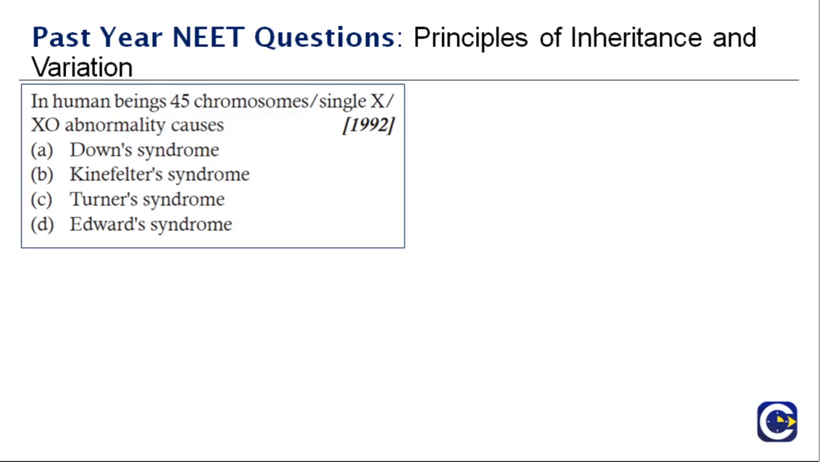So let's begin. The first question was asked in the year 1992. In human beings, a 45-chromosome, single X or XO abnormality causes what? Down syndrome, Klinefelter syndrome, Turner syndrome or Edwards syndrome? What is the right answer? We have seen similar questions so many times in the previous video, if you have been following. The right answer is Turner's syndrome.